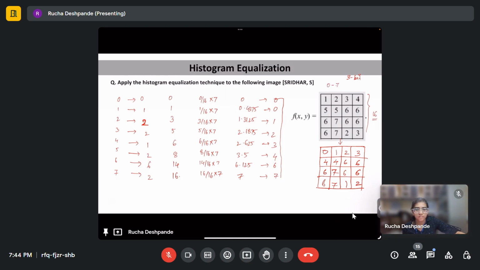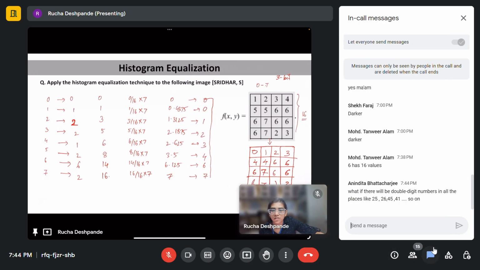Madam, will it be given in the question that it is a 3-bit image? It will be given. Okay.